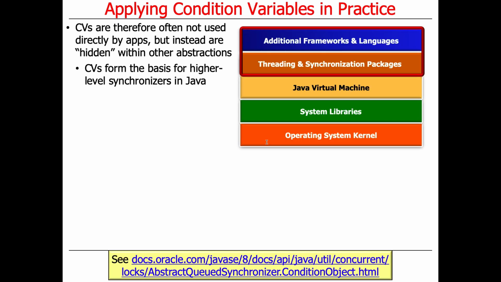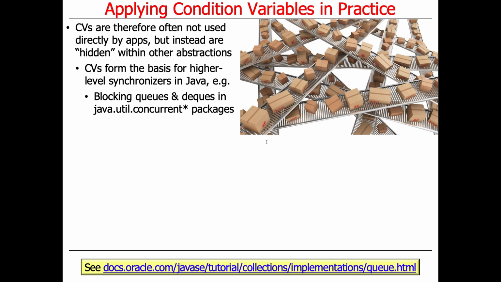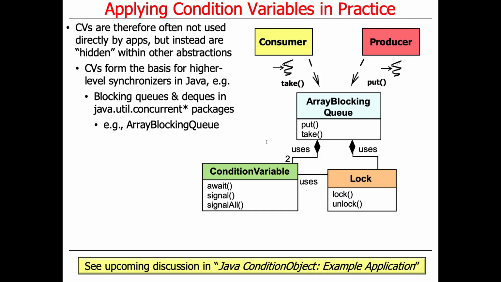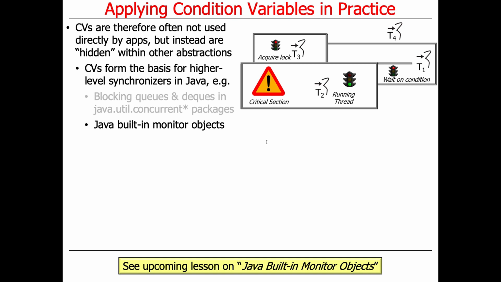Condition variables form the basis for a number of higher level synchronizers in the Java class library. So for example, blocking queues like ArrayBlockingQueue and LinkedBlockingQueue and various deques in the java.util.concurrent packages use condition objects to do their thing. And we'll talk about this a little bit later when we look at the implementation, because I'll show you how a pair of condition objects are used in ArrayBlockingQueue.